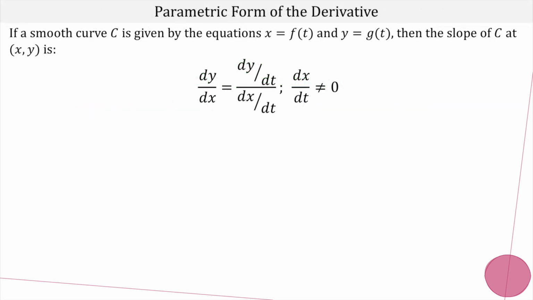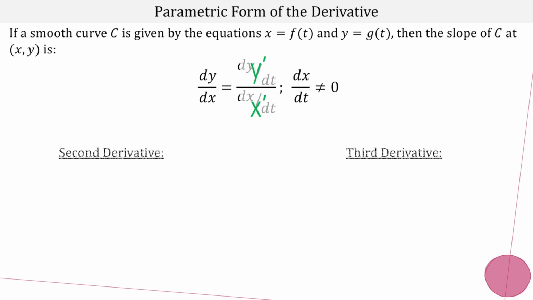Now, of course, this is calculus, and we love taking derivatives. So we're going to learn how to take derivatives in a parametric situation. If a smooth curve C is given by the parametric equations, then the slope of C at x, y is dy/dx equals dy/dt over dx/dt, as long as dx/dt doesn't equal 0. That looks scary, but basically the derivative is y prime over x prime.